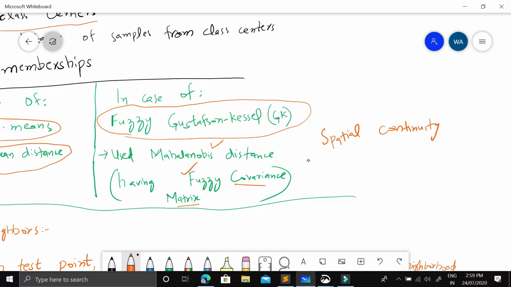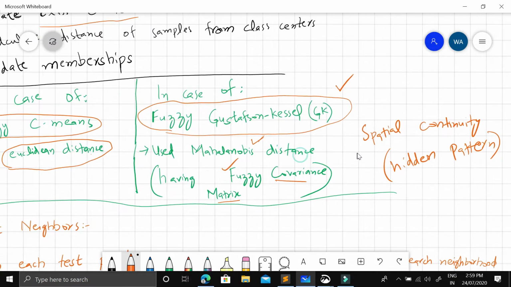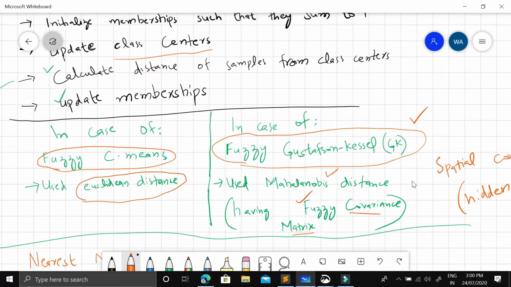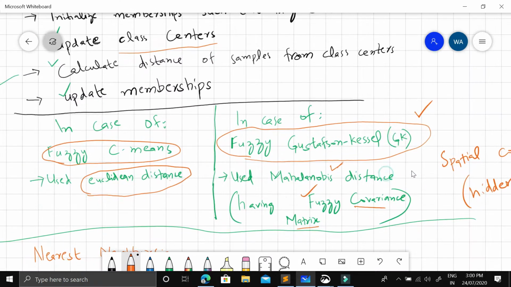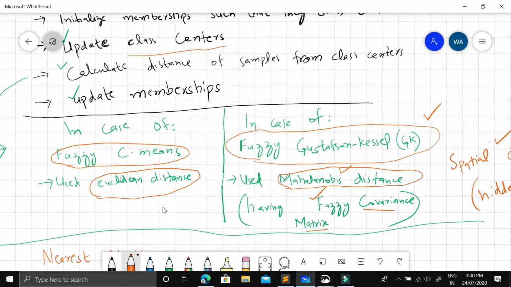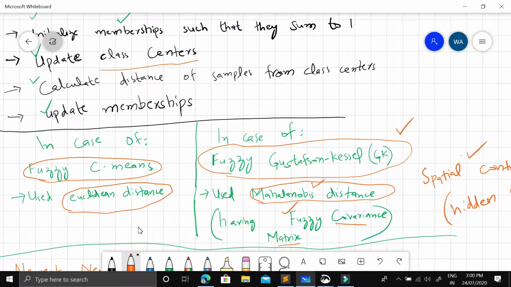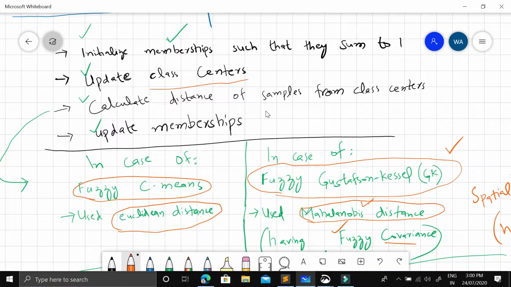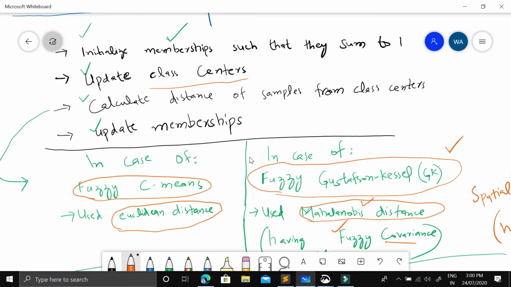This is like finding the hidden structure, or hidden pattern, inside the data and making use of it. It is usually better whenever there is a correlation between the input features, or some kind of pattern. I hope you know about this concept of spatial continuity and the importance of Mahalanobis distance. If you do, you will understand the importance of the fuzzy GK algorithm. But fuzzy C-means is also very well known, and it's often used. Now let me show this whole thing in code so that you will understand it more clearly.